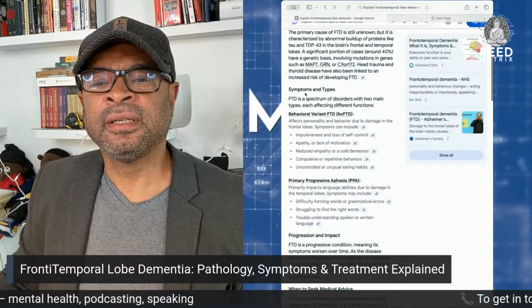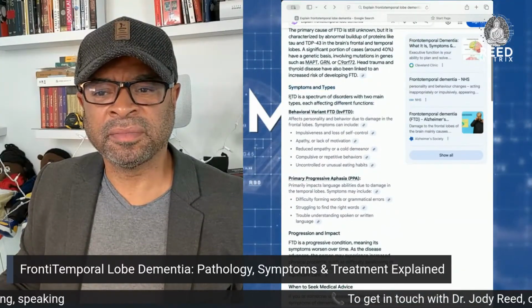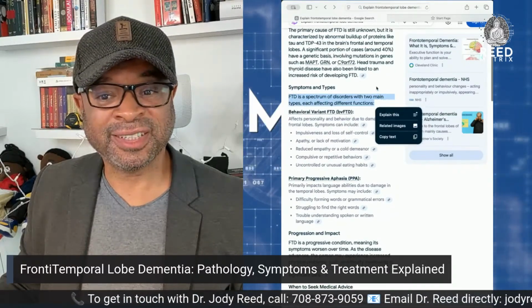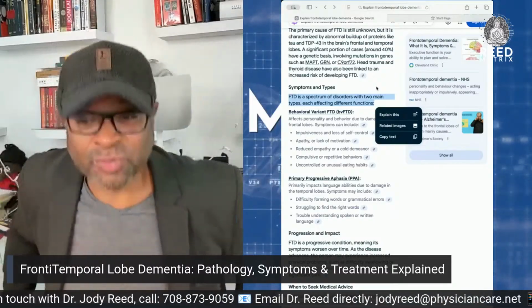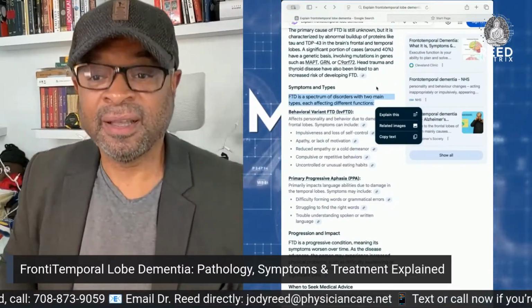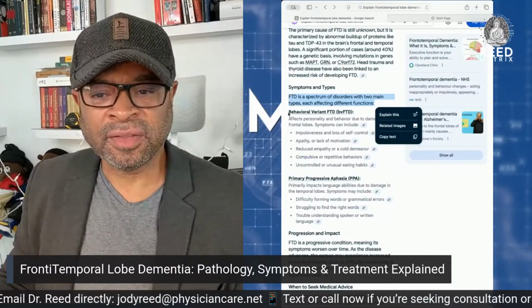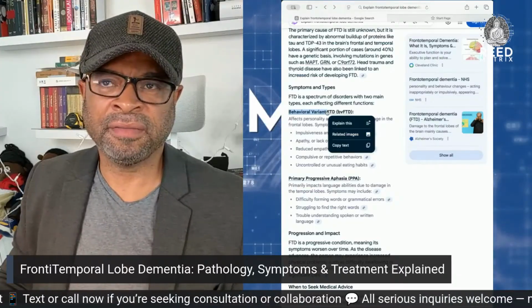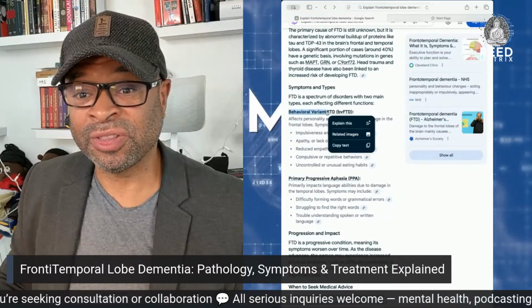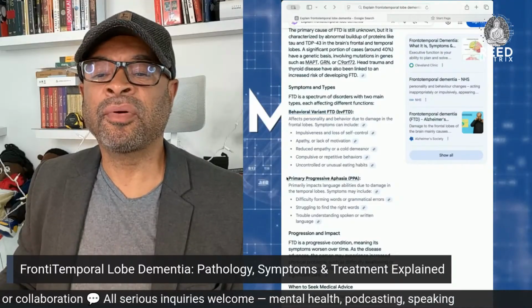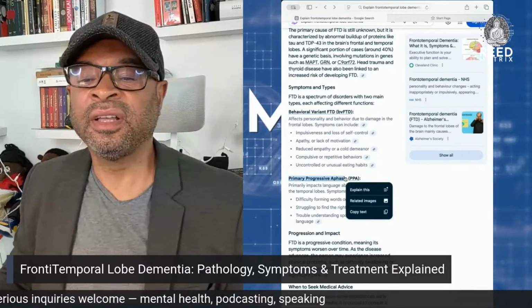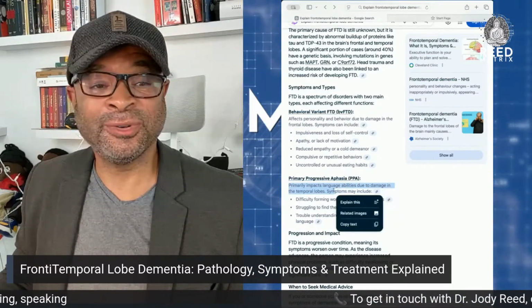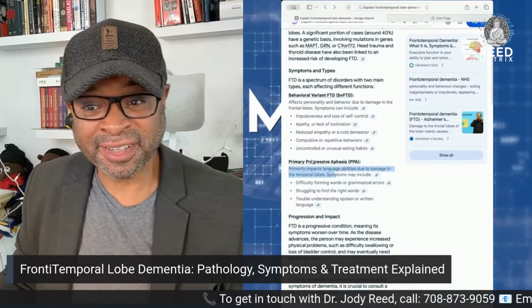Symptom types. FTD is a spectrum of disorders with two main types affecting different functions. Yeah, it's a spectrum of disorders. You have to get prepared for this. Okay, the behavioral issues connected with it, because you have the frontal lobe impairment and the impulse control and things like that. Primary progressive aphasia primarily impacts language ability due to damage in the temporal lobes, right? So the communication issues, right?